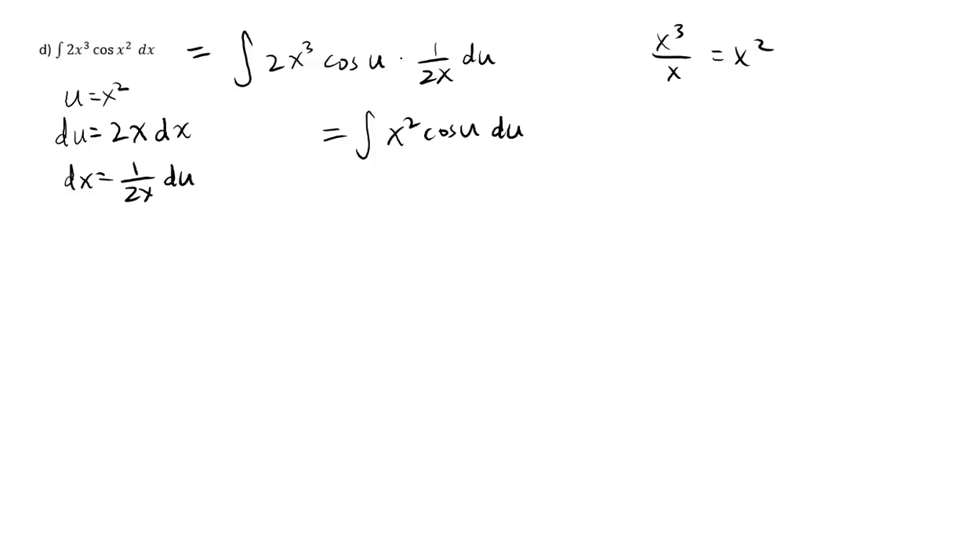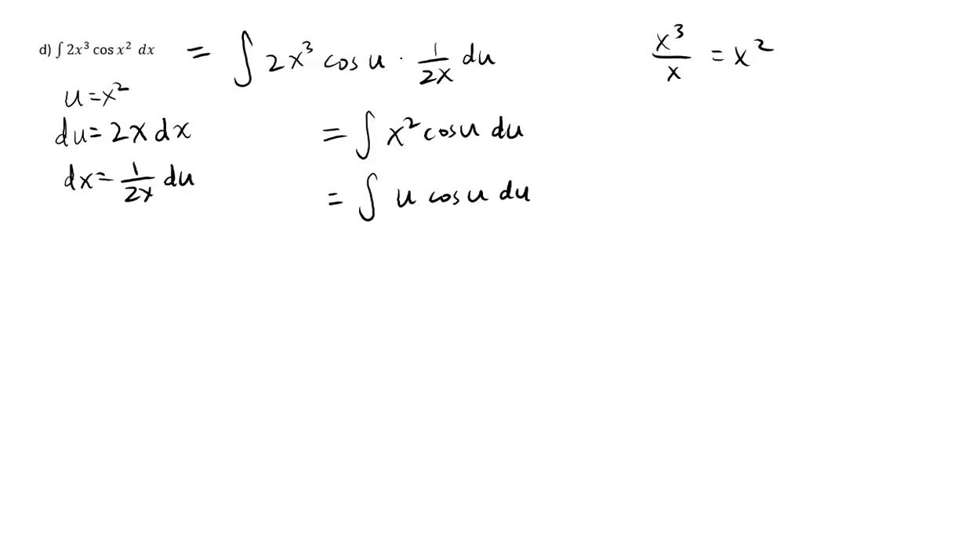If I don't change this into some form of u, I cannot proceed. The u substitution is not complete, so I cannot proceed to the next step. Now, however, we are lucky because x squared, I see that it's equal to u, right? So I can just rewrite x squared as u cosine of u.